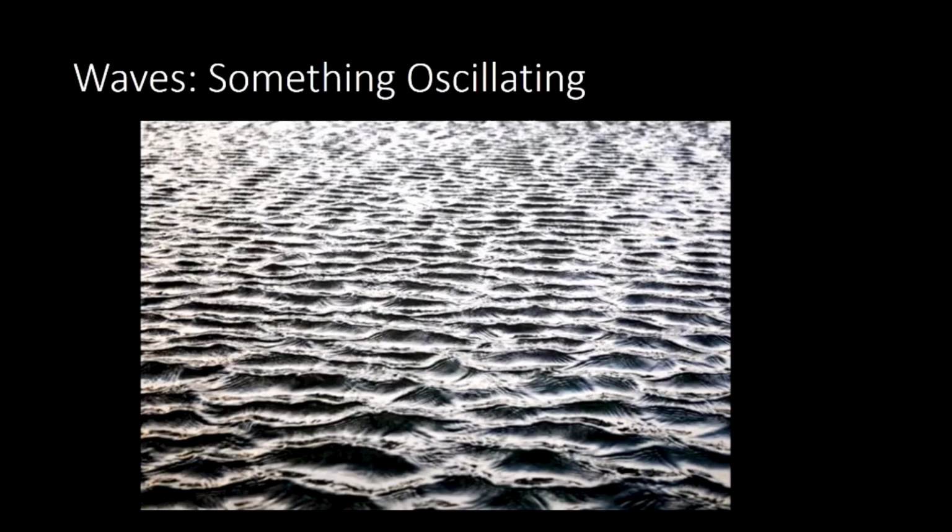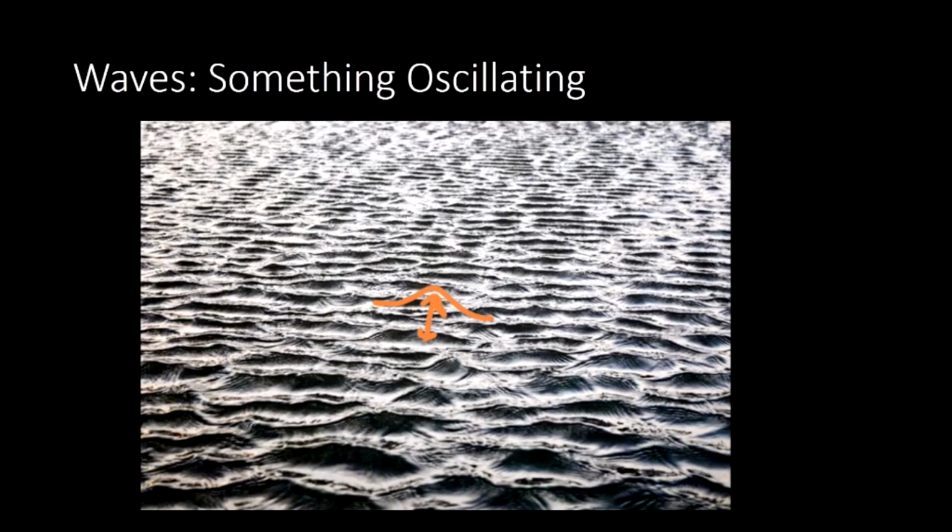In order to understand light, we have to understand waves. Waves are just something that oscillate. So here we see ripples of water. And if I just tracked one ripple, that ripple would go down and up, down and up, down and up, like an ocean swell. And so an ocean swell is, of course, another example of something oscillating up and down.